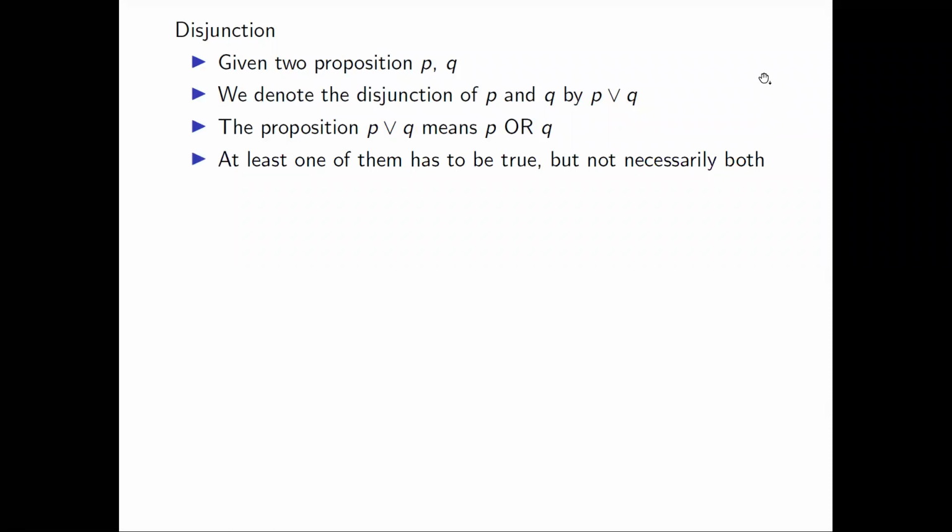So for a disjunction, the rule is different than a conjunction. Recall that for the conjunction, the only way for the conjunction to be true was for both of the parts to be true. With a disjunction, you don't necessarily need both of them to be true. You just need at least one of them to be true. On the other hand, if they are both true, that's okay too.